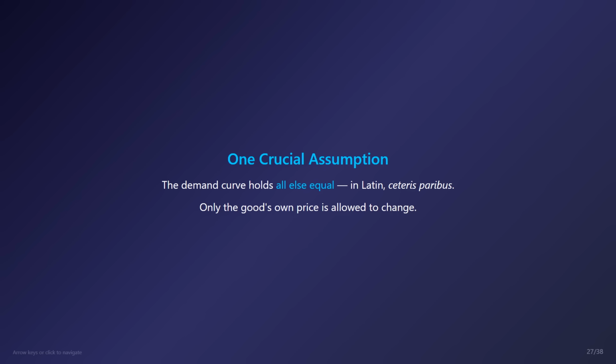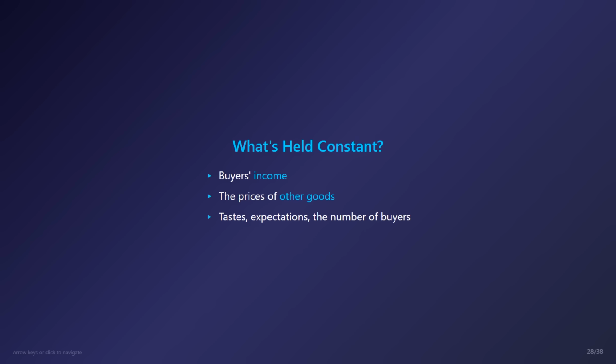Now, an essential assumption behind the whole curve. The demand curve is drawn holding all else equal, what economists call ceteris paribus. Along a single demand curve, only the good's own price is allowed to change. So what exactly is being held constant? Buyers' income, the prices of other goods, and buyers' tastes, their expectations, and the number of buyers in the market. All of these are frozen as we slide along one curve.